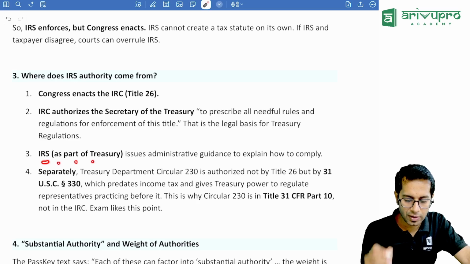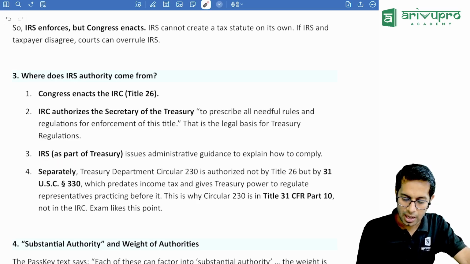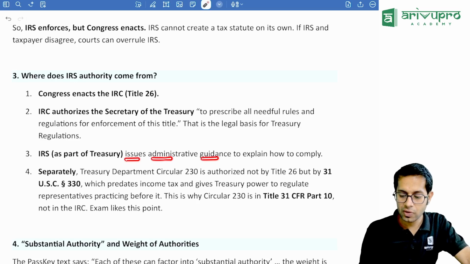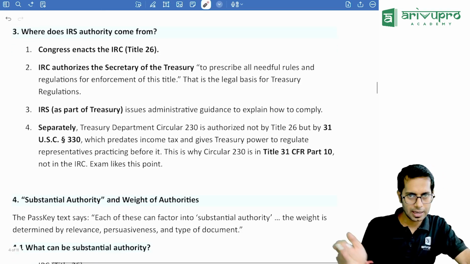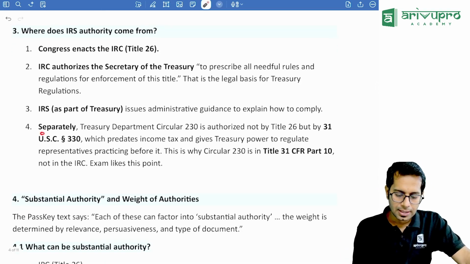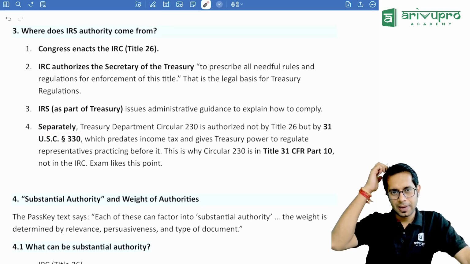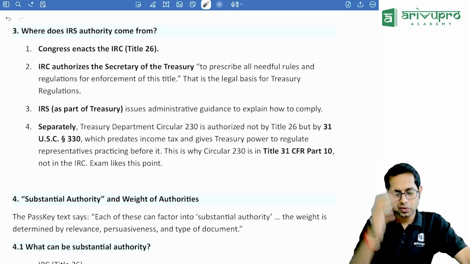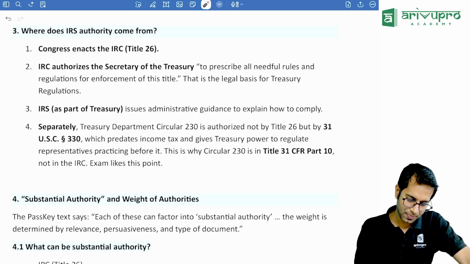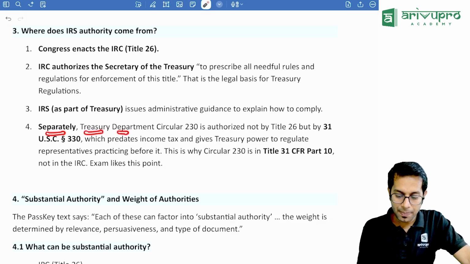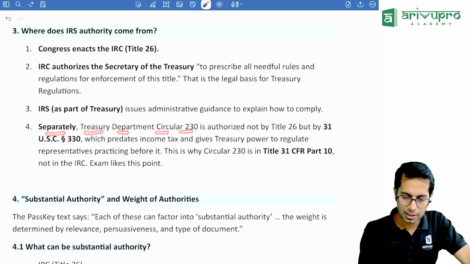IRC as a part of IRS as a part of Treasury, IRS issues administrative guidelines to explain how to comply. They will also issue how to comply with the law. The guidelines also will be issued separately. Like for example, in India, we have the Income Tax Act, which will also tell us how to file the income tax return, what forms are required to be used, etc. Separately, Treasury Department Circular 230, important circular.